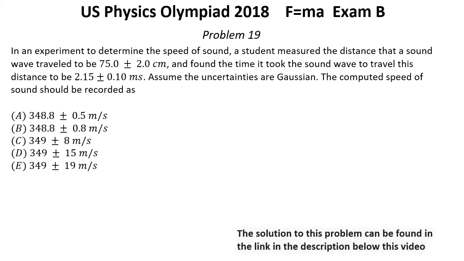Problem number 19. In an experiment to determine the speed of sound, a student measured the distance that a sound wave traveled to be 75 plus minus 2.0 centimeters, and they found the time it took the sound wave to travel this distance to be 2.15 plus minus 0.10 milliseconds. Assume the uncertainties are Gaussian. The computed speed of sound should be recorded as follows.